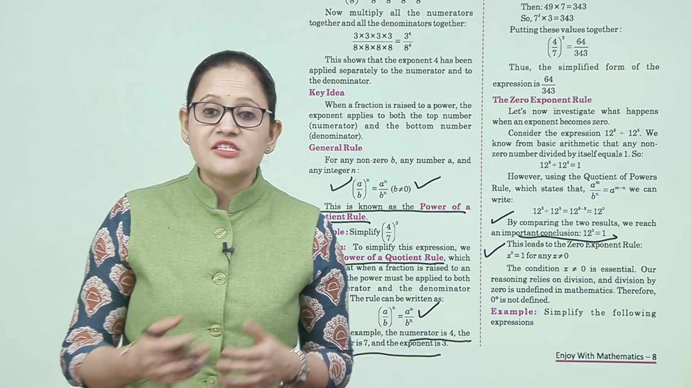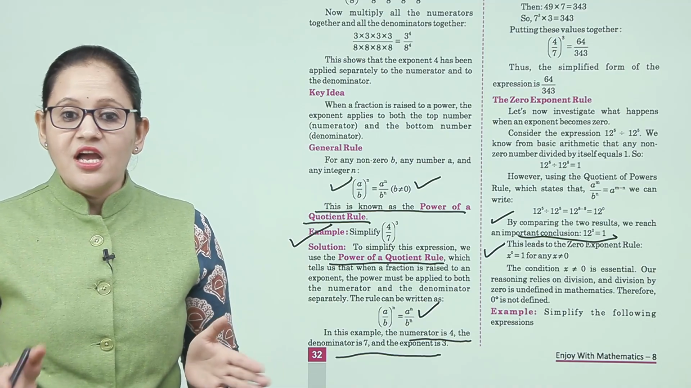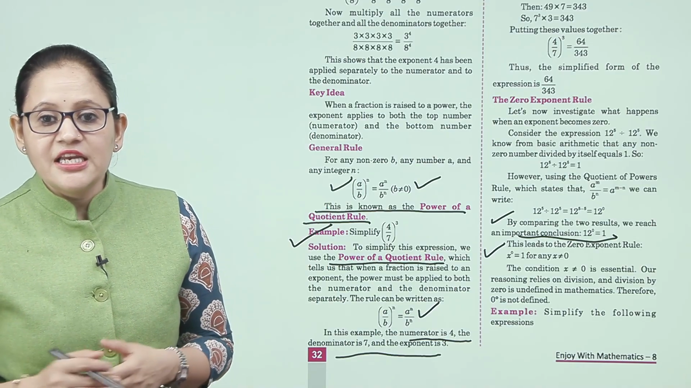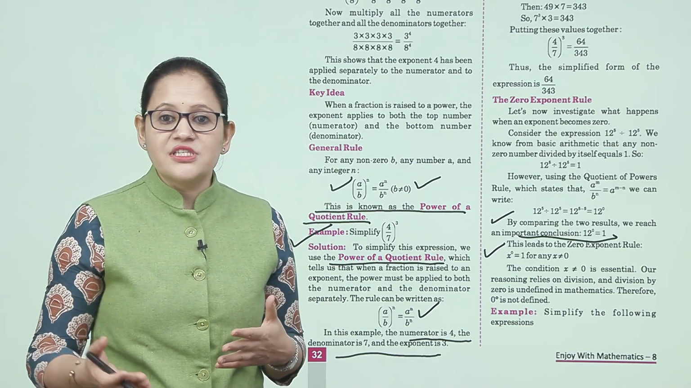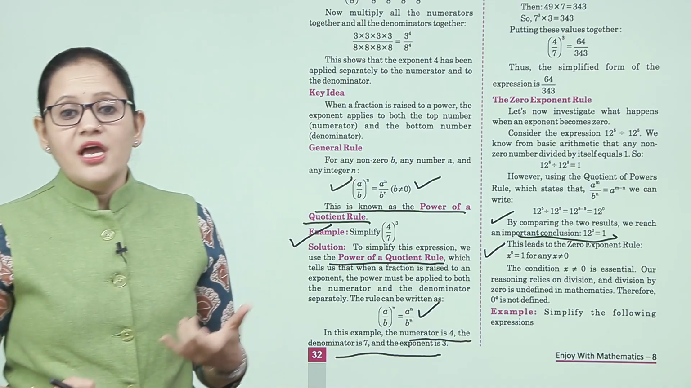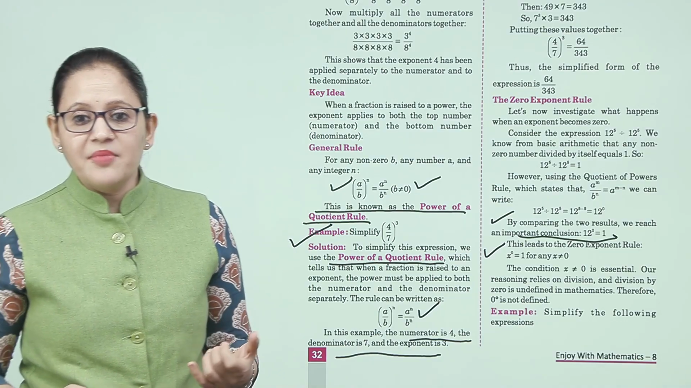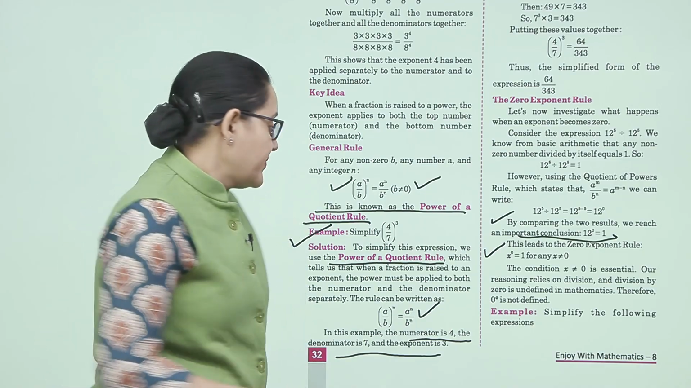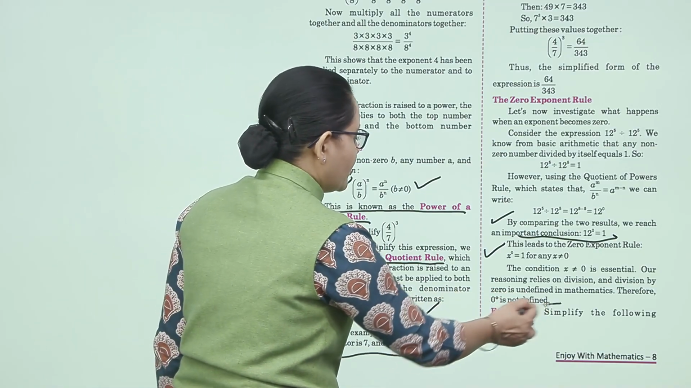The condition x is not equal to 0 is essential. Our reasoning relies on division. Division by 0 is undefined in mathematics. Therefore, 0^0 is not defined.